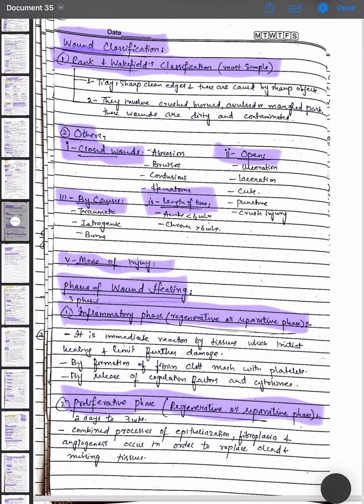The third one is classification by causes. These contain traumatic, iatrogenic, and burns. The fourth one is length of time. Acute is less than 6 weeks and chronic is greater than 6 weeks. And the fifth one is classification based on the mode of injury.